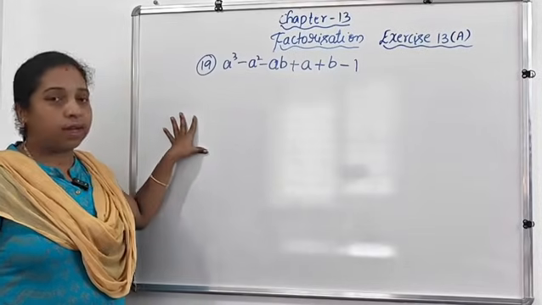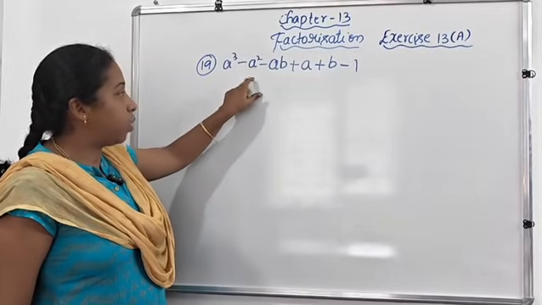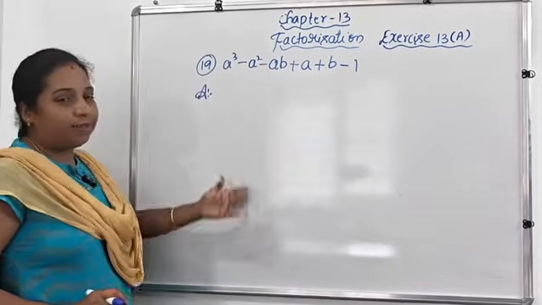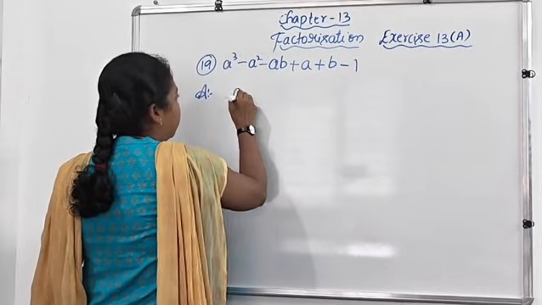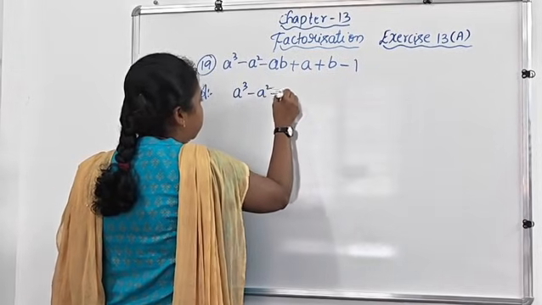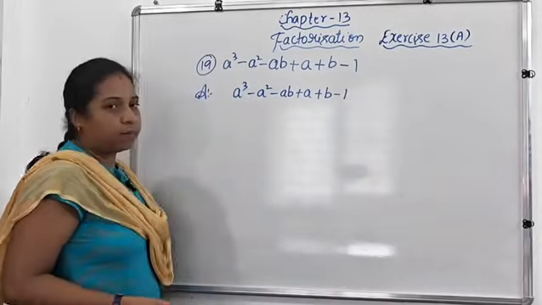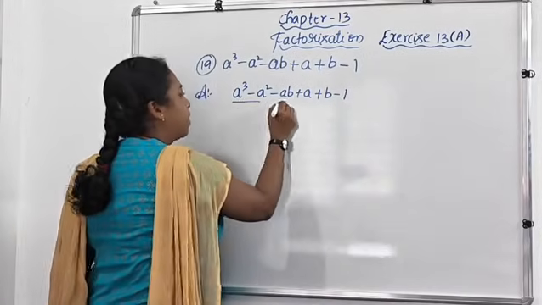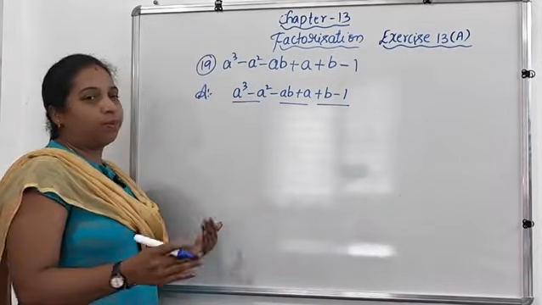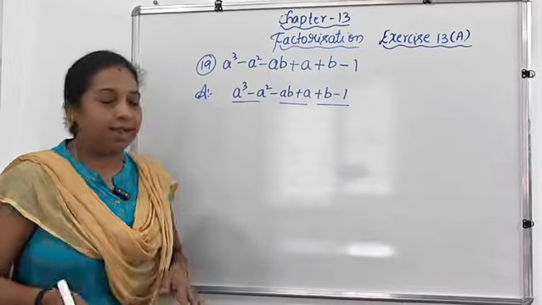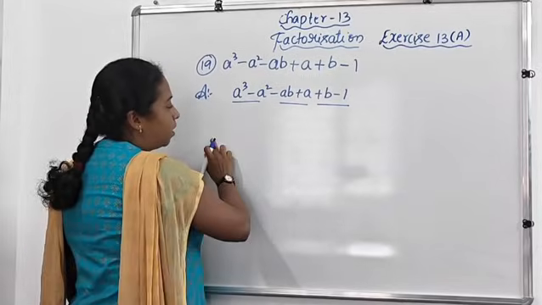So 19th question is a cube minus a square minus ab plus a plus b minus 1. So first we can write the question as it is: a cube minus a square minus ab plus a plus b minus 1. So let's go for grouping. Then we'll check out whether it is possible. We will get a common factor, right? Yes. So here which is a common.